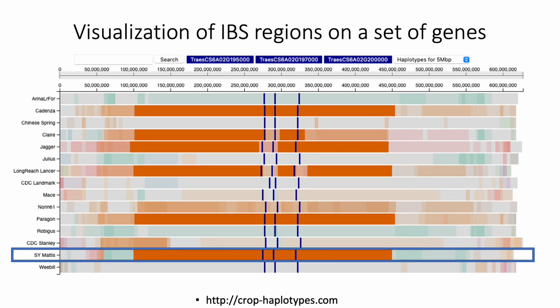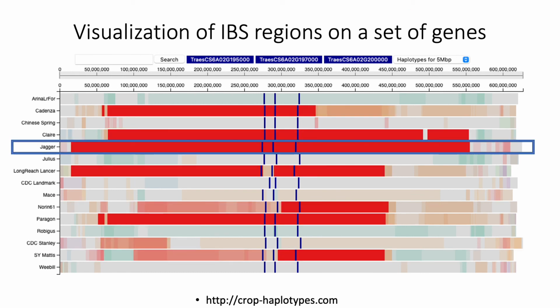When we focus the analysis on Sy Mattis, we can see that across these three genes, there are 5 lines in total that have a shared block. However, only in Paragon and Cadenza, the large block is conserved. In Claire, Jagger, and Lancer, we can see that there are some recombination events that sometimes cover the first gene, and sometimes it doesn't cover the gene, like in the case of Lancer, where the two genes are in a different block.